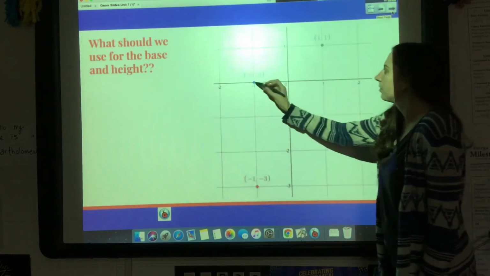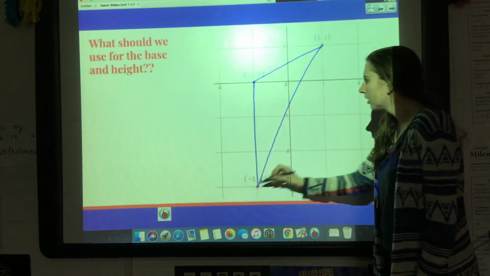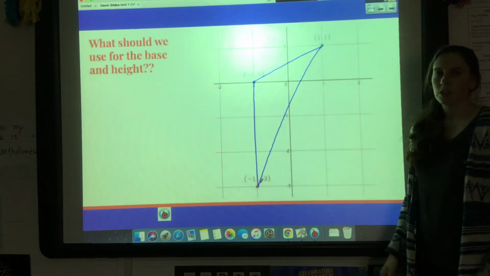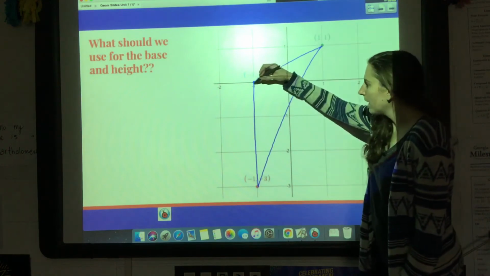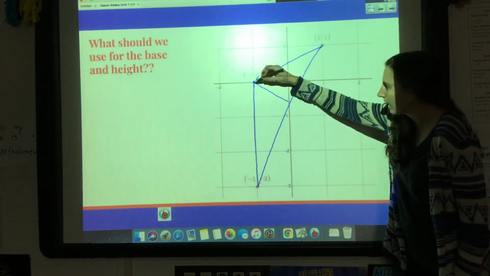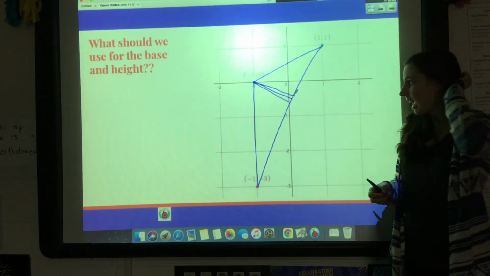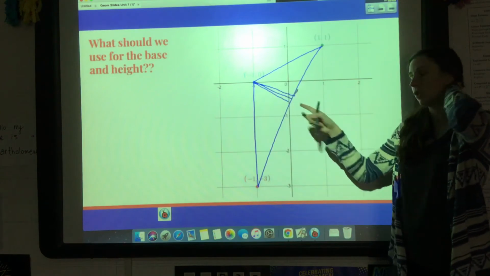Let's try this one. This one's a little weirder. All right. It may be tempting to say, let's make that the height. But again, I don't know exactly where it should land. Like, should it be here? Should it be here? Like, where exactly is a right angle? And then I would have to find these lengths, which is annoying.